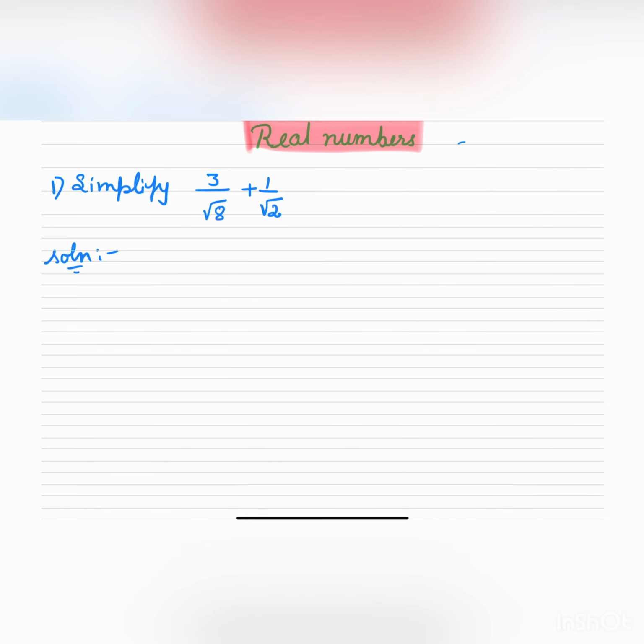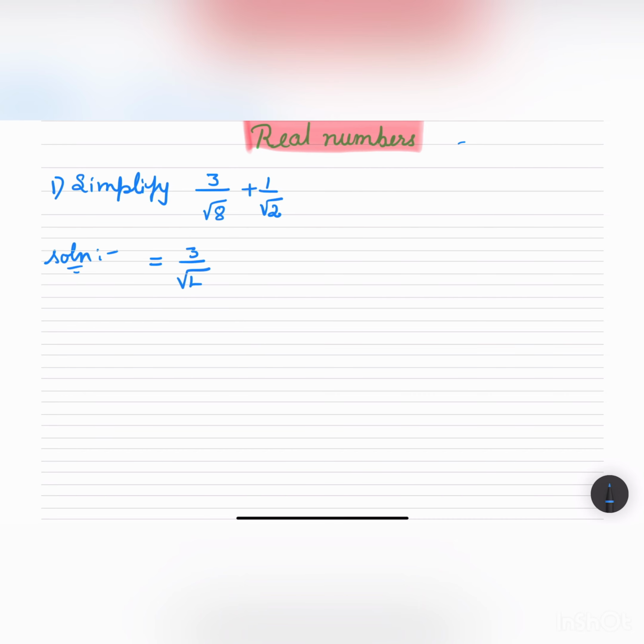Let us take a look at the first numerical. Simplify 3 by root 8 plus 1 by root 2. In this case, we have to take the LCM of the denominators. Before taking the LCM of the denominator, let us simplify this root 8.